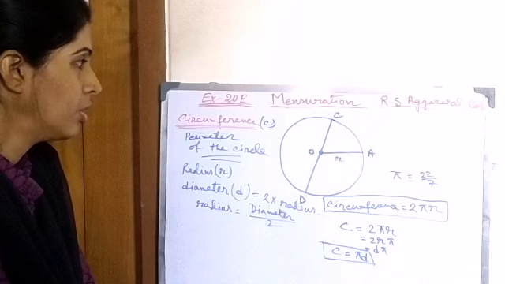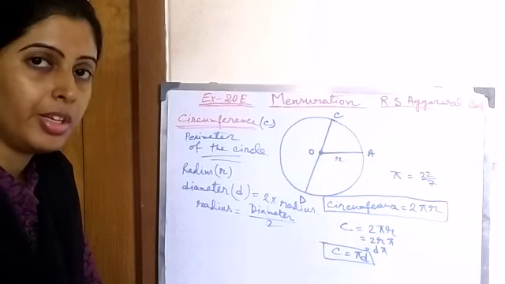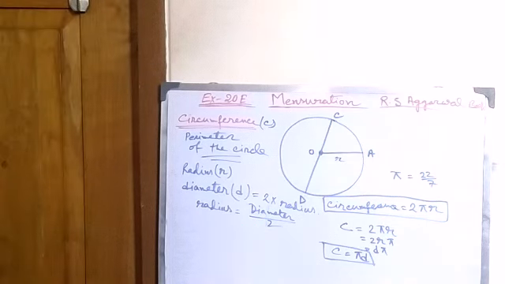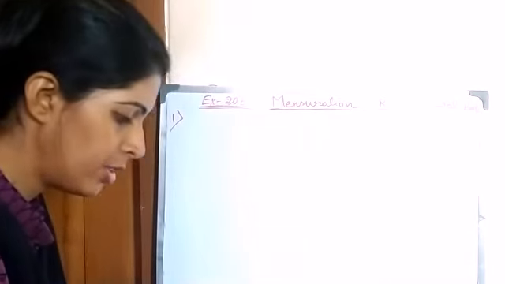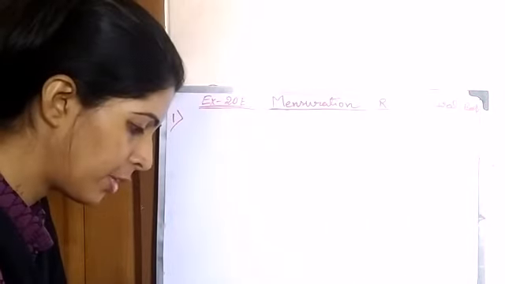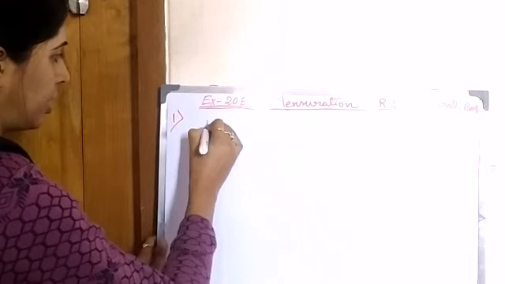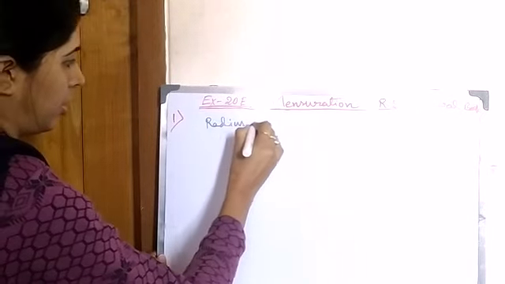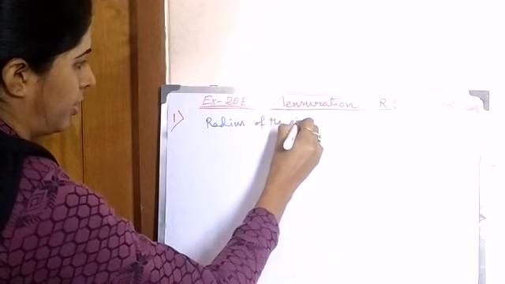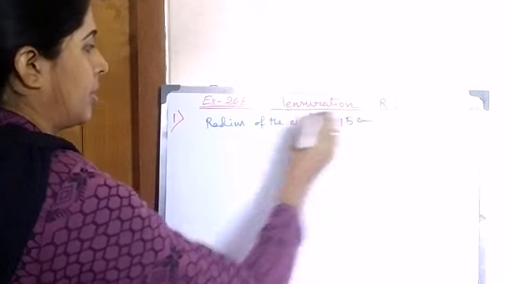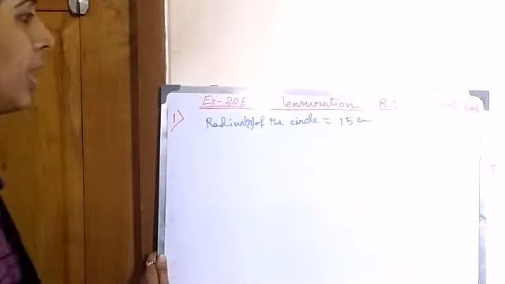Now we will start exercise 20E. So come to the exercise. Question number 1 from exercise 20E. Find the circumference of a circle of radius 15 cm. Take pi equal to 3.14. The pi value has been given already. So the radius of the circle is 15 cm, which I will denote by r.